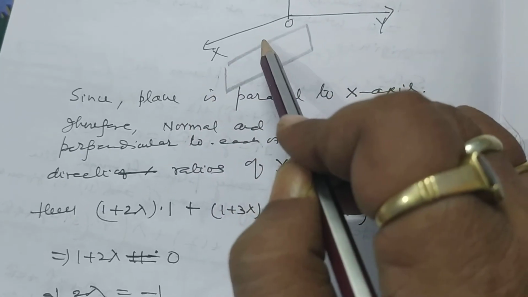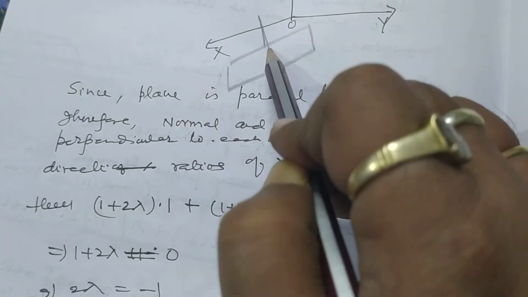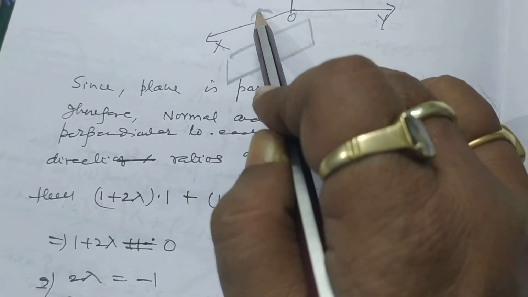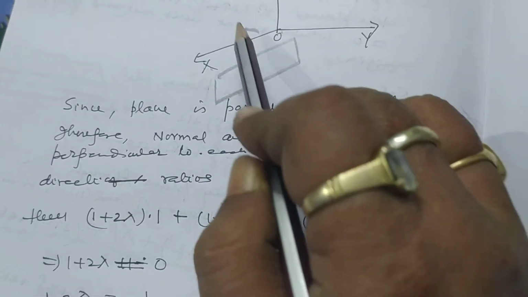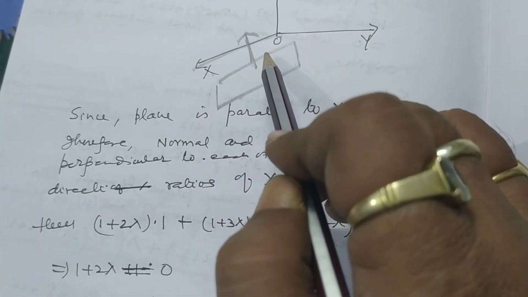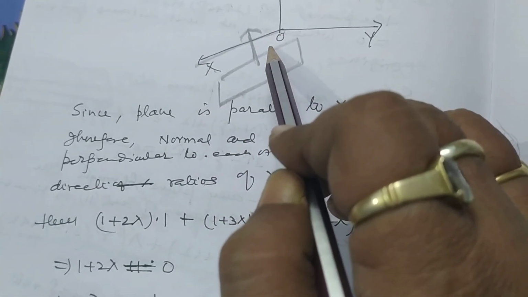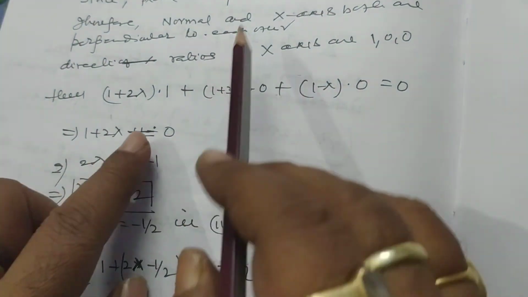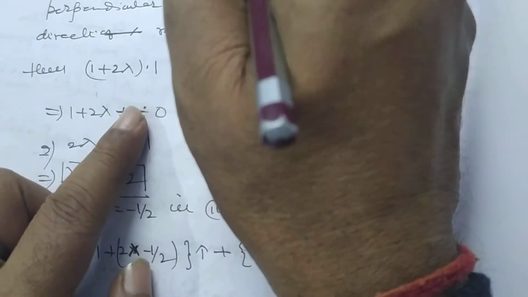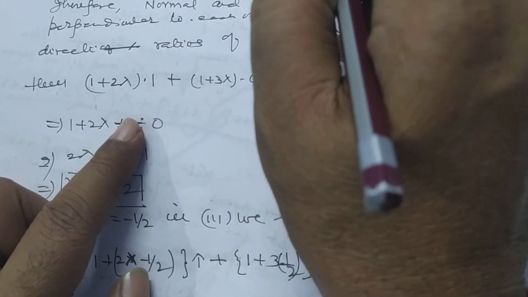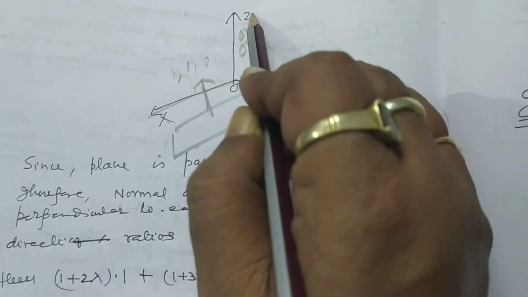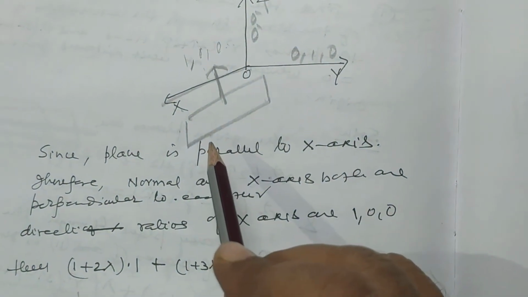Here you have to understand, if the third plane is parallel to the x-axis, then the normal of the plane will be perpendicular to the x-axis. If we take the dot product of this normal and the direction ratios of the x-axis, we will get the product as 0. So 1 plus 2 lambda, and now what will be the direction ratios of the x-axis? 1, 0, 0. What will be the direction ratios of the y-axis? 0, 1, 0. What will be the direction ratios of the z-axis? 0, 0, 1. This knowledge you should have.